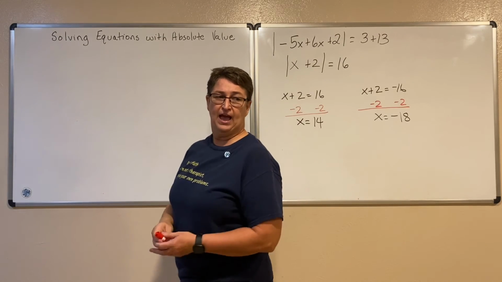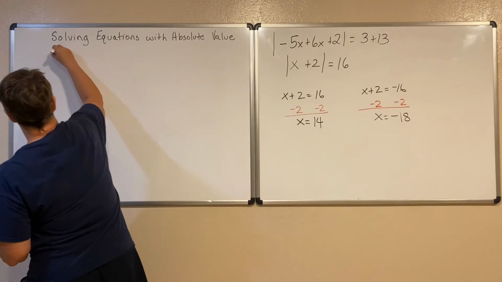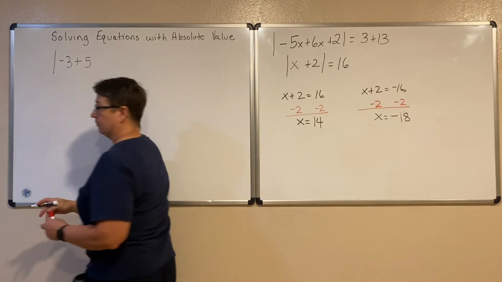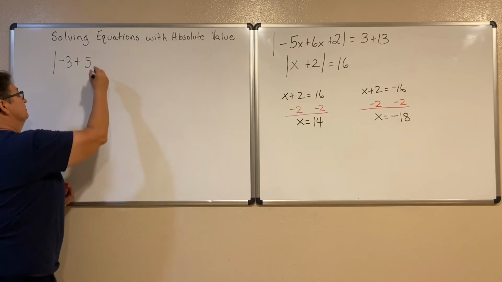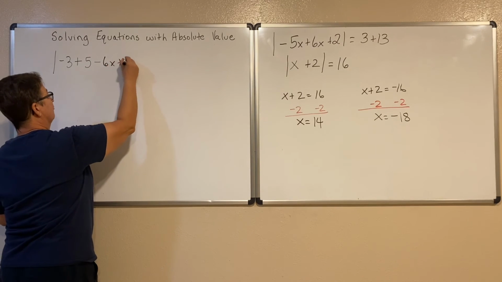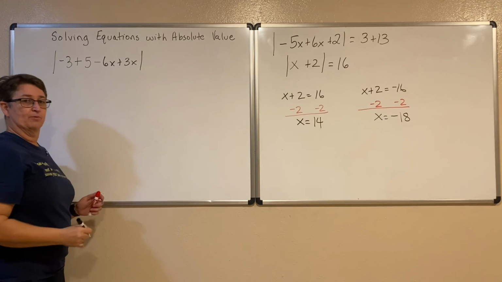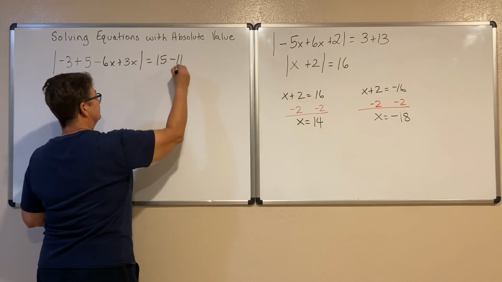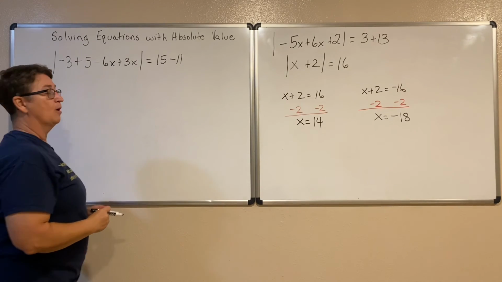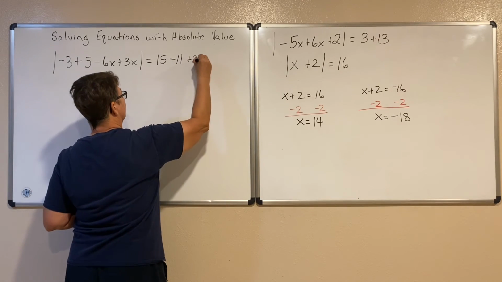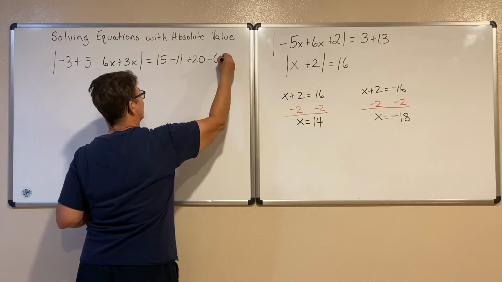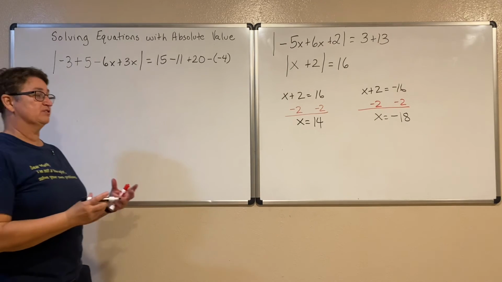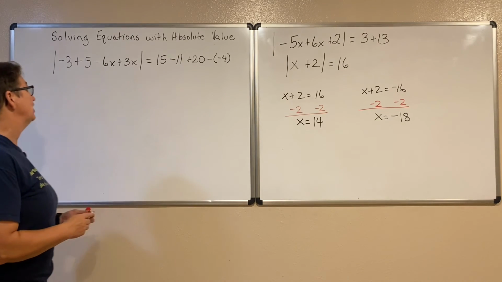We're going to find the absolute value of negative 3 plus 5 plus or minus 6x plus 3x. And that's going to be equal to 15 minus 11 plus 20 minus a negative 4. So first step is just to simplify on both sides of my equation.